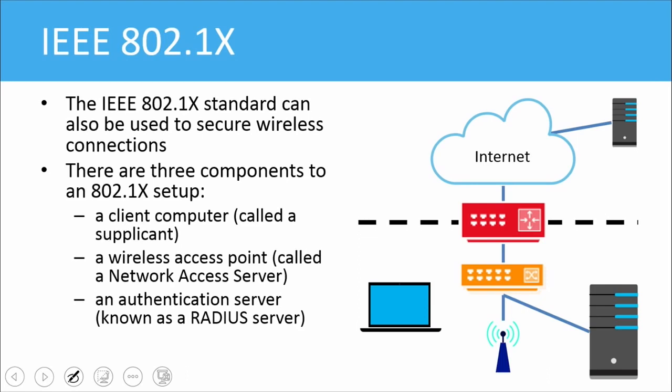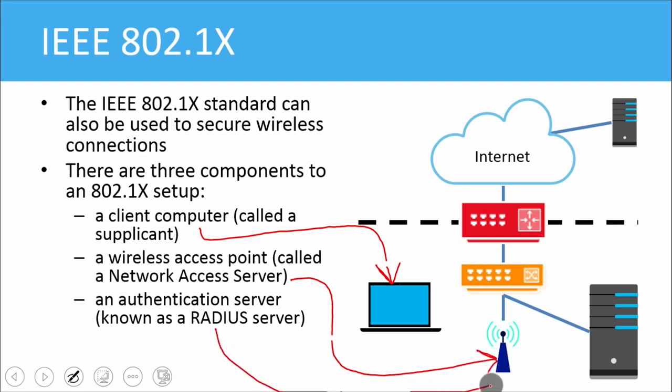Lastly here, we're going to talk about 802.1x. It's a standard that's used to secure wireless communications. There are just three basic components within this type of setup, and you'll be able to see all these components over here on the right-hand side of this graphic. First, you have a client computer called a supplicant. Then you have a wireless access point, which is called a network access server. And then you have a RADIUS server, which is going to be responsible for authentication.